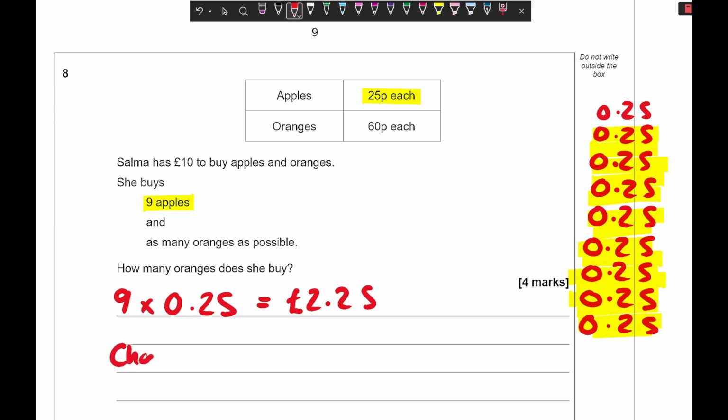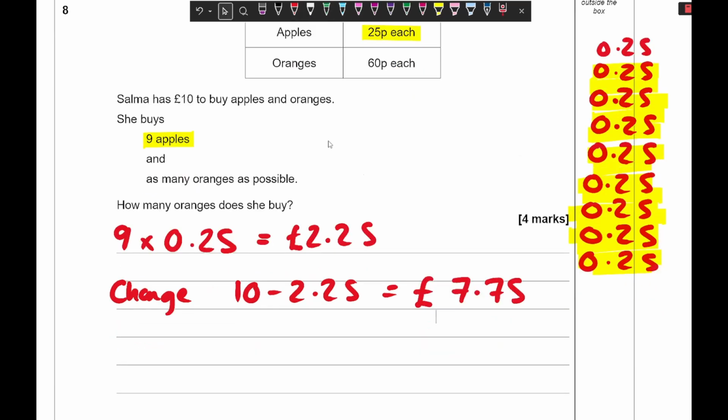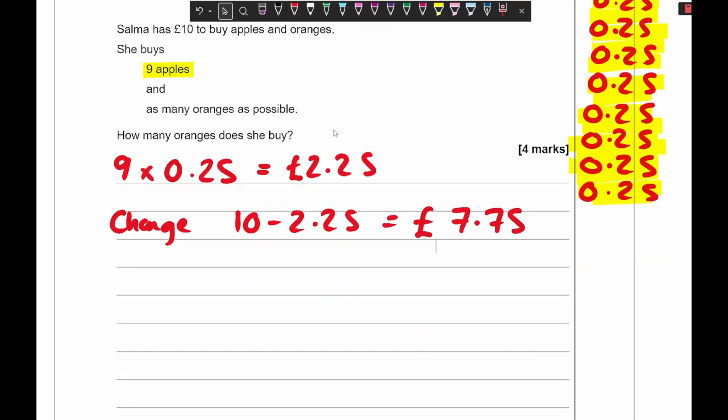Then we want to work out how much change we get. So the change is going to be 10 minus £2.25, which leaves me with a total of £7.75. Now what I'm wanting to do is work out how many oranges I can buy with £7.75. Now for this, what you could do is £7.75 divided by 0.6, which doesn't look great.